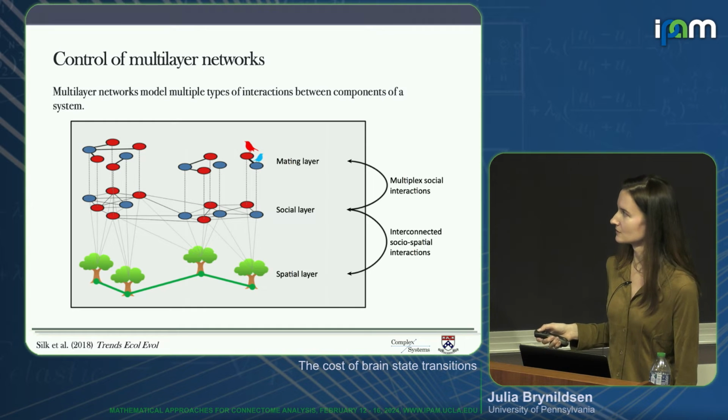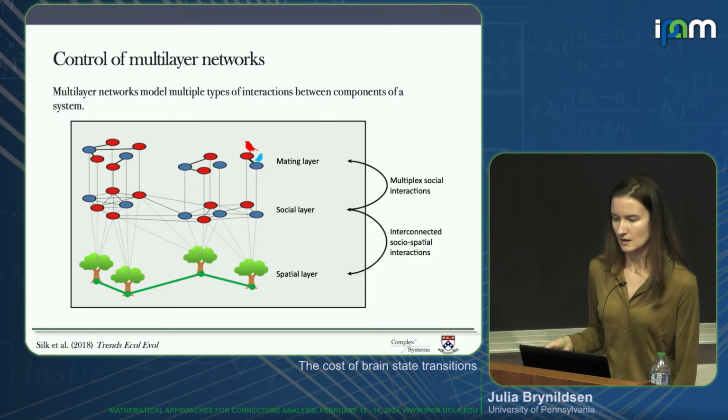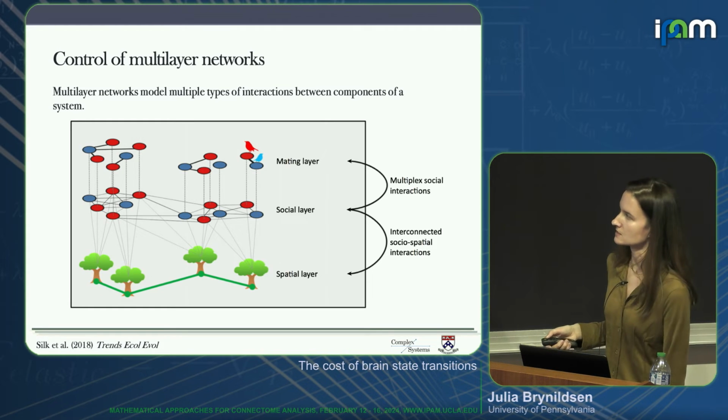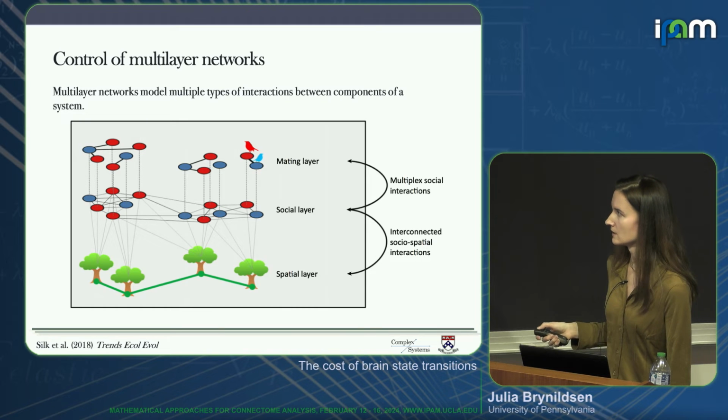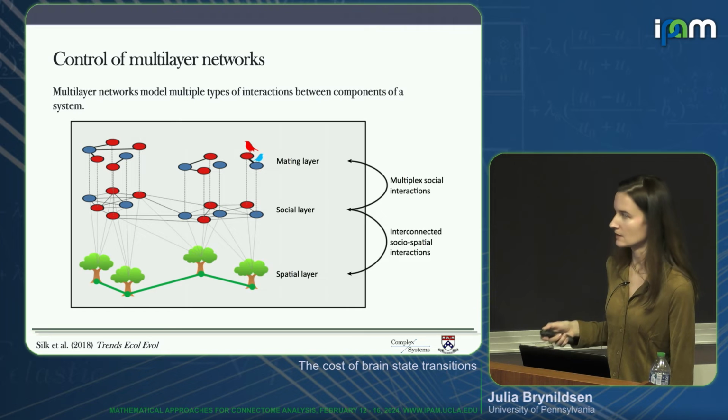These top two layers form a multiplex, or specifically a duplex network, because each individual is connected to itself in each layer. So we might use a model like this to understand how interactions in one layer impact interactions in the other layer.